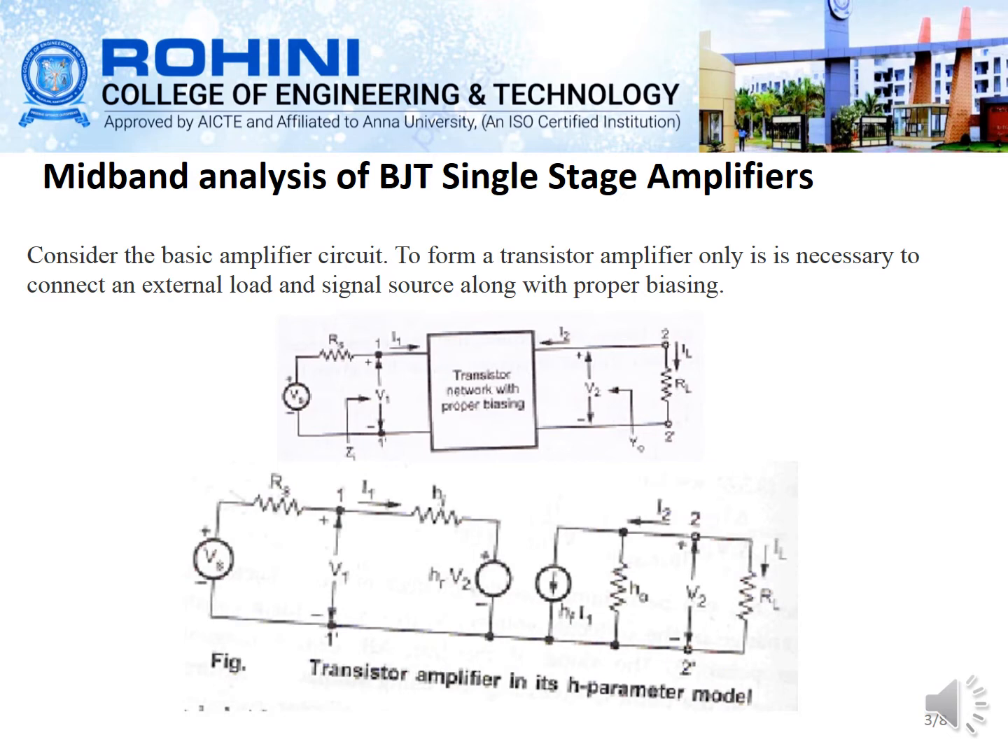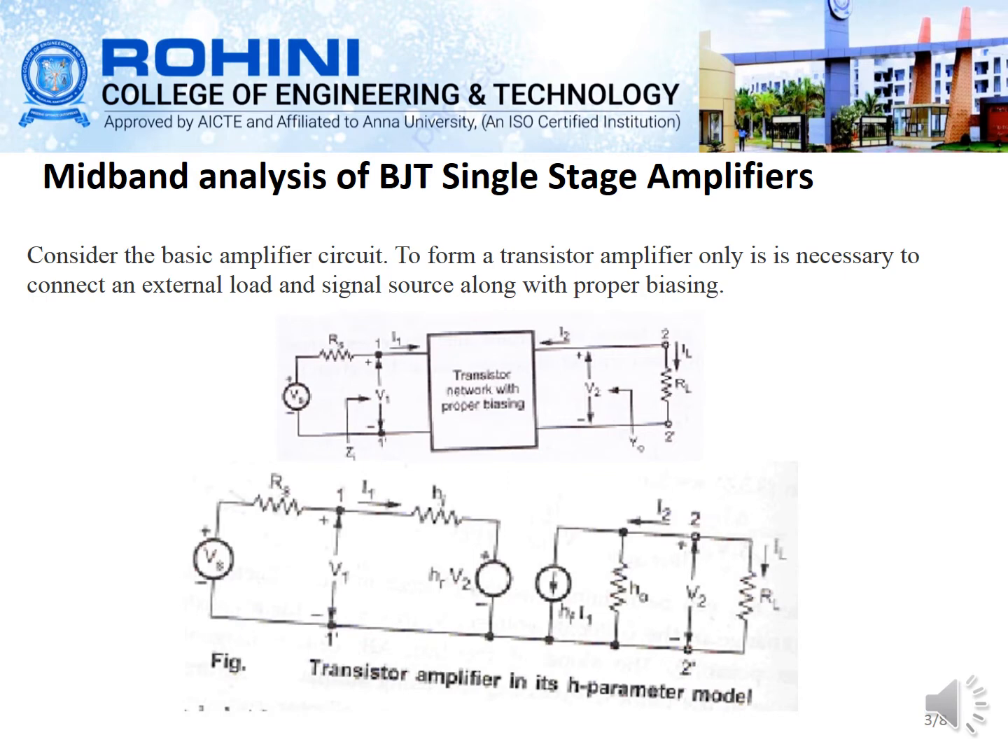To form this transistor amplifier, it is only necessary to connect the external load as well as the signal source along with the proper biasing. So you can see the transistor network with the proper biasing, to which we are connecting the external load and the signal source.